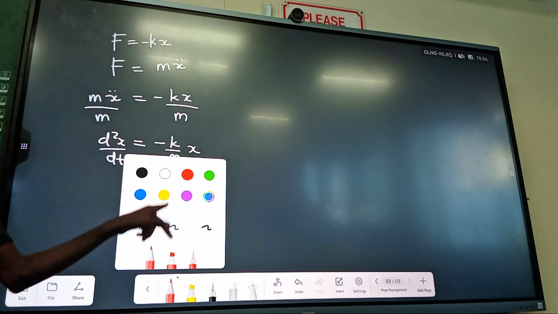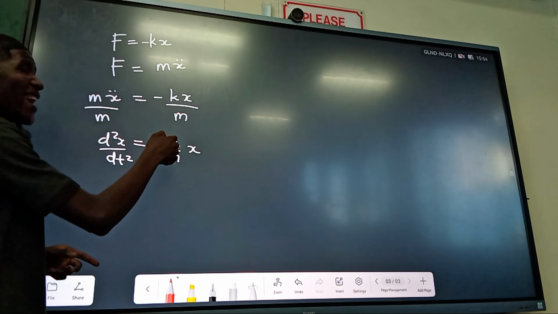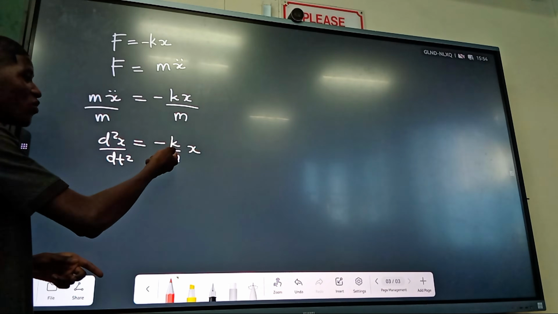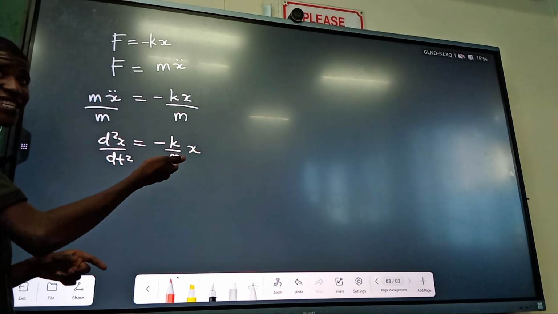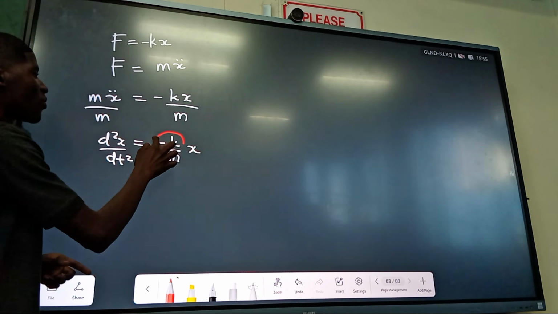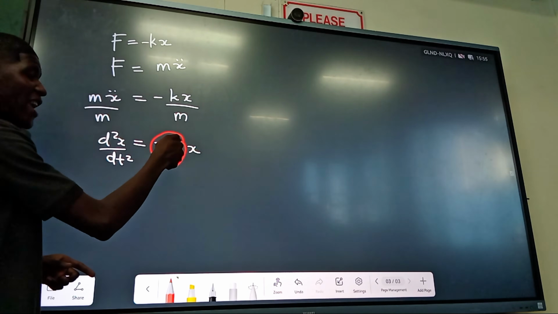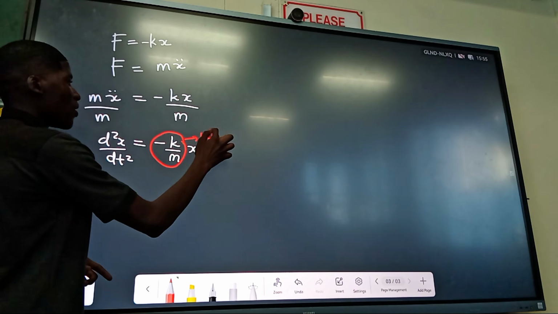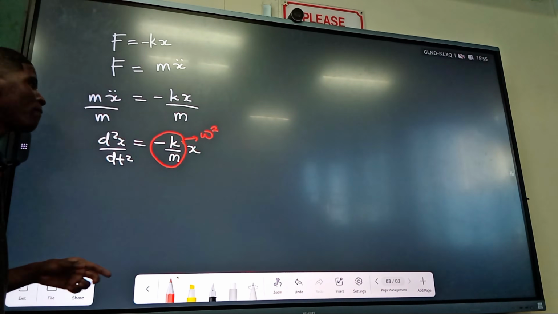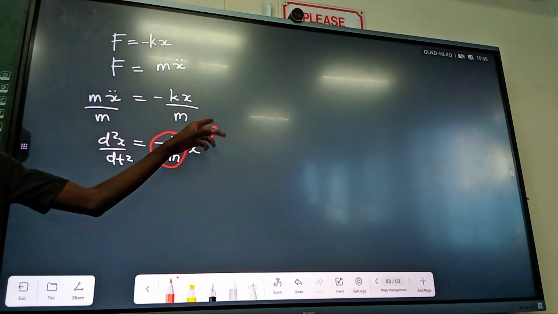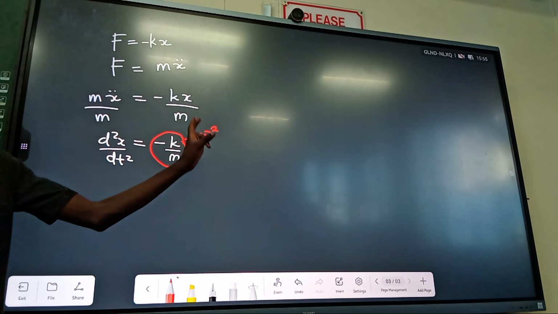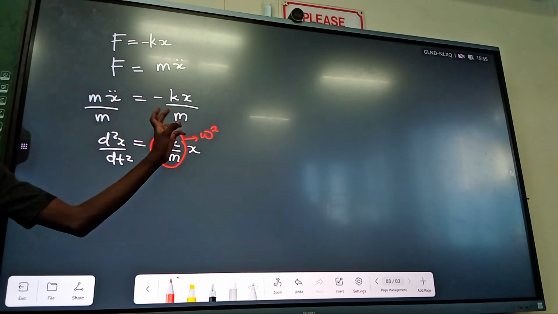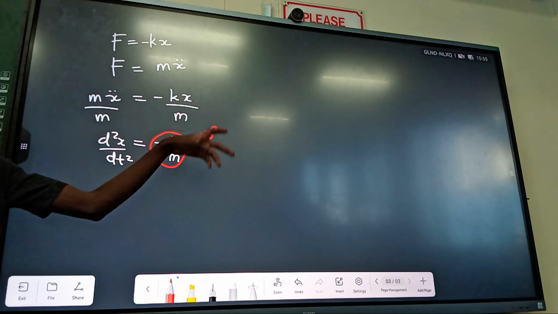So the first thing to notice is that k is a constant, the spring constant, and m, the mass, is also a constant, it doesn't change. So we're going to give k over m, excluding the negative, a name. We're going to call it omega squared. We don't call it omega, we just say omega squared. There is a reason for that.